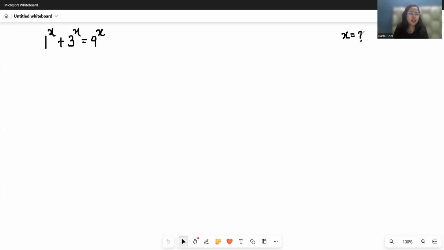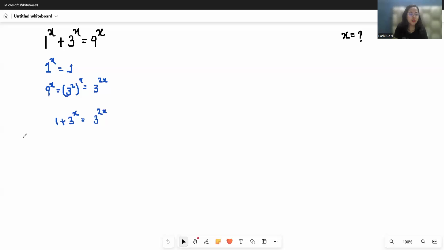So by analyzing the equation, we can say that 1^x is 1 for all real values of x. So 9^x, we can write it as (3^2)^x or 3^(2x). So the equation becomes 1 + 3^x = 3^(2x).